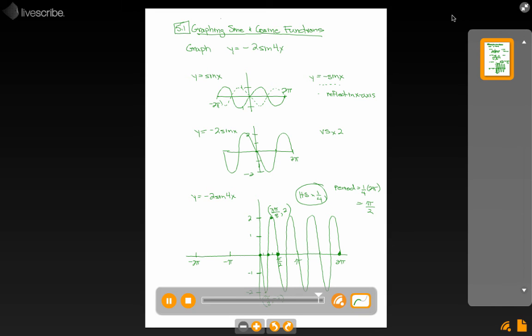So your final graph could look like that, depending on the instructions they gave you, how much graph you needed to show. Usually that would be more than enough.